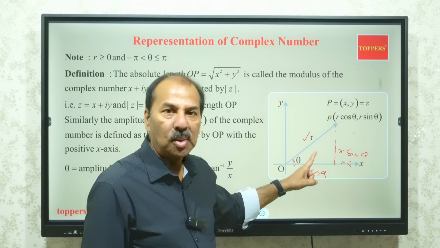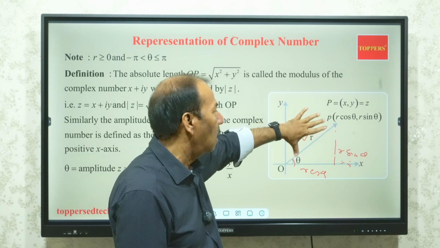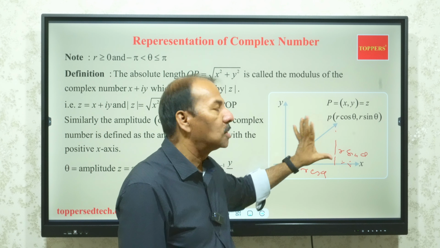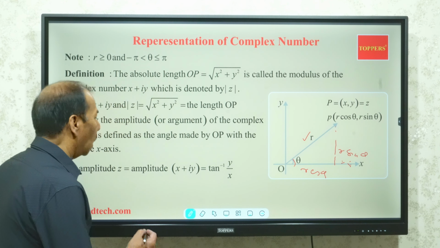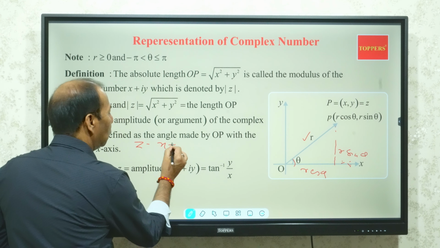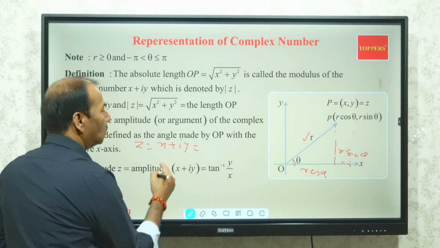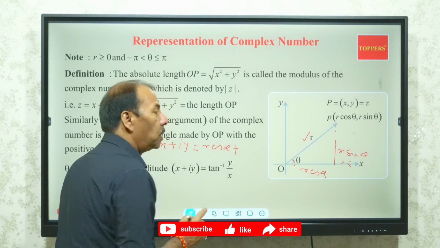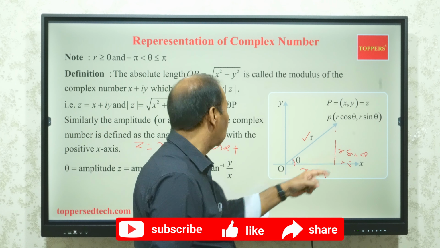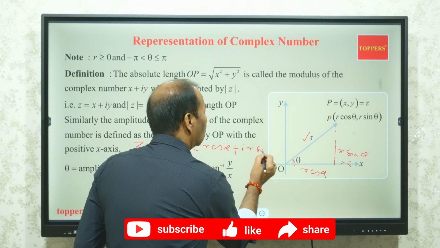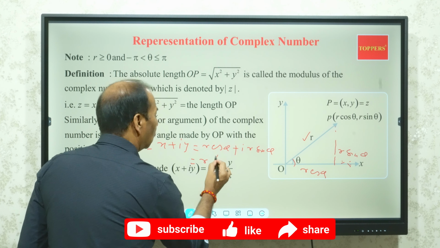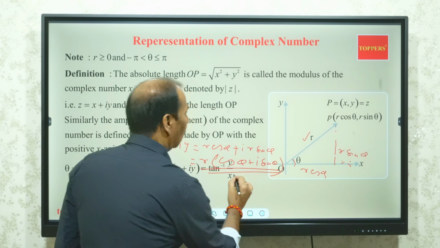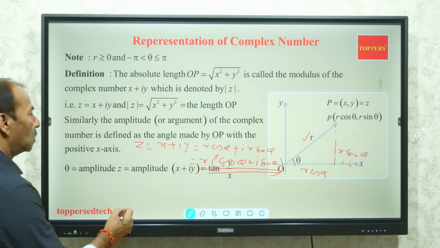Now let us come to the trigonometrical part. Here the magnitude is r, this angle is theta, so this becomes r cos theta and this becomes r sin theta. If z is your complex number, then we write z as x plus iy. Here x is equal to how much? r cos theta. And y is equal to how much? r sin theta. So z is x plus i r sin theta. You can take r common, so this becomes r times cos theta plus i sin theta. This is the trigonometrical representation of the complex number z.